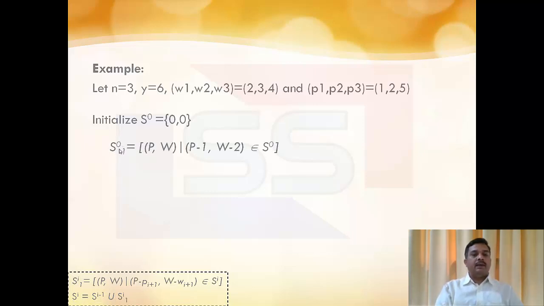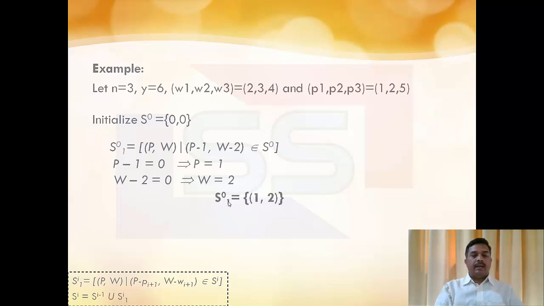So as we know, it is a PW pair. The first item, if you want to put it, has profit 1 and weight 2. So P minus 1, W minus 2, this item is supposed to be in S^0. It means we can write P minus 1 equal to 0. If we solve it, we'll get P equal to 1, and similarly W minus 2, second item of S^0, that is 0, becomes W equal to 2.